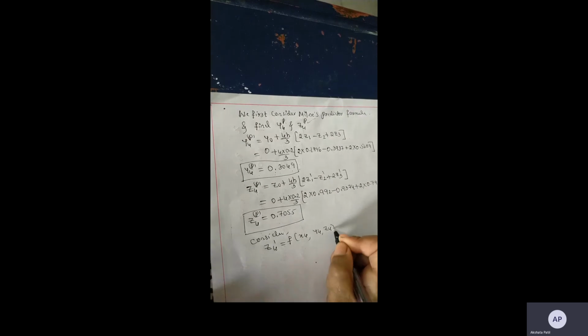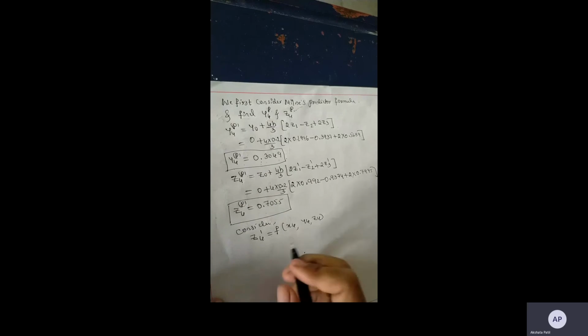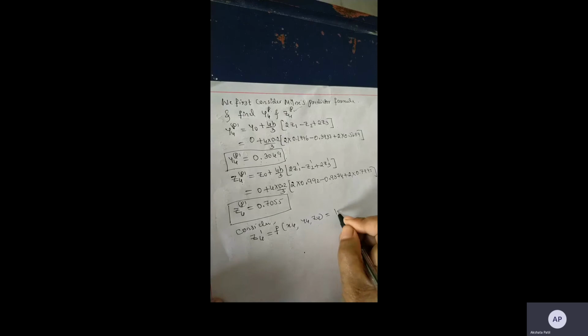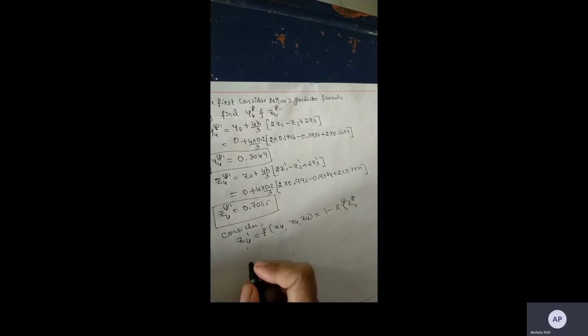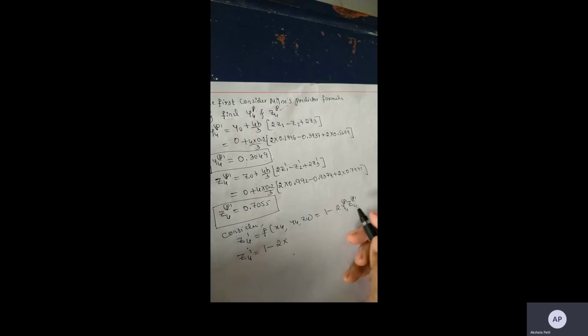So we know the given differential equation, which we already reduced to a first order ordinary differential equation. So what is that? That is 1 minus 2yz. Here y is considered as y4 and z is considered as z4. Let us substitute the predictor values of y4 and z4 and calculate z4 dash. So z4 dash equals 1 minus 2 into y4 of predictor value.